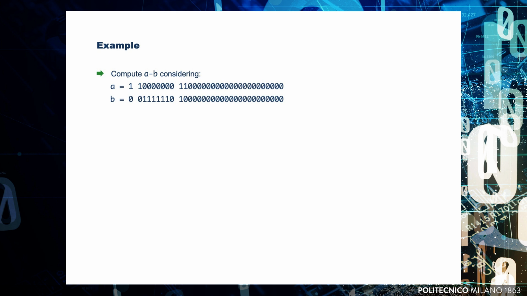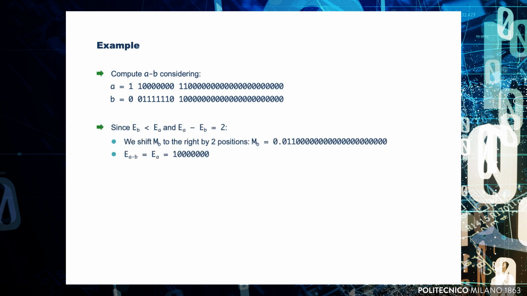Let us now go through a complete example of floating point subtraction. For the sake of brevity, we will skip examples for the other operations. We want to compute A minus B, where the values of the two operands are shown here. First, we compare the exponents. Since the exponent of B is smaller than that of A, and their difference is equal to 2, we need to align the operands. To do this, we shift the mantissa of B to the right by 2 positions.